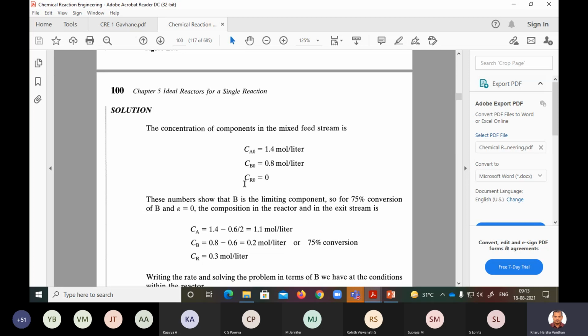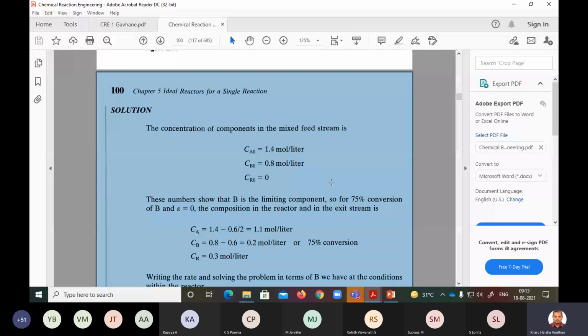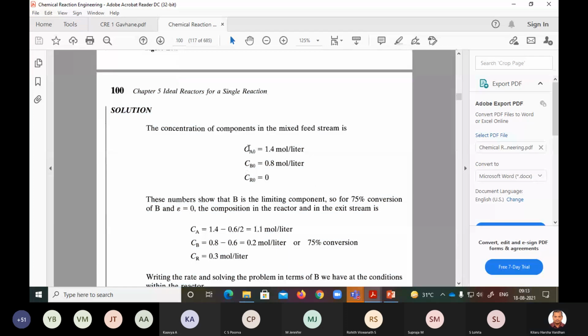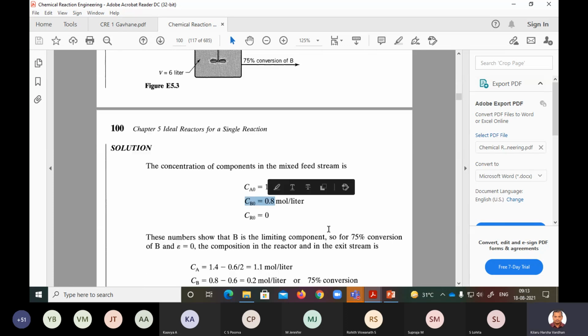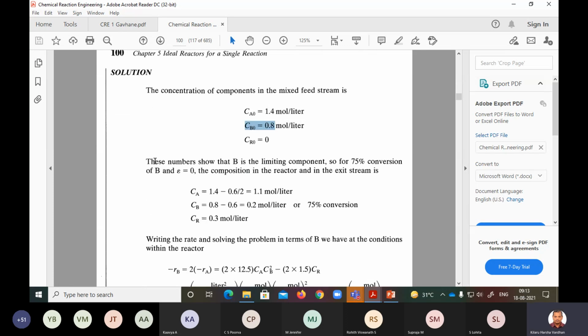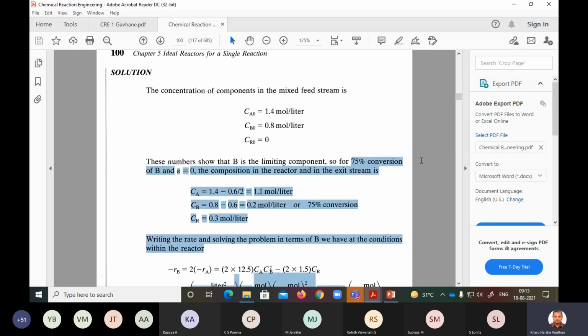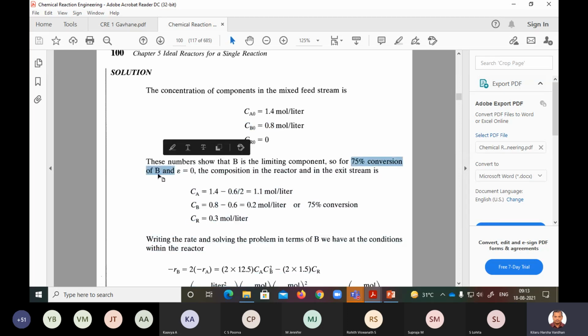So from these figures, we know that Ca naught is 1.4 and Cb naught is 0.8. So what is the limiting reactant here? B. And what is the excess reactant? A. You are asked to calculate 75% of the limiting reactant. The limiting reactant is nothing but B. These numbers show that B is the limiting component, so 75% conversion of B is to be attained.